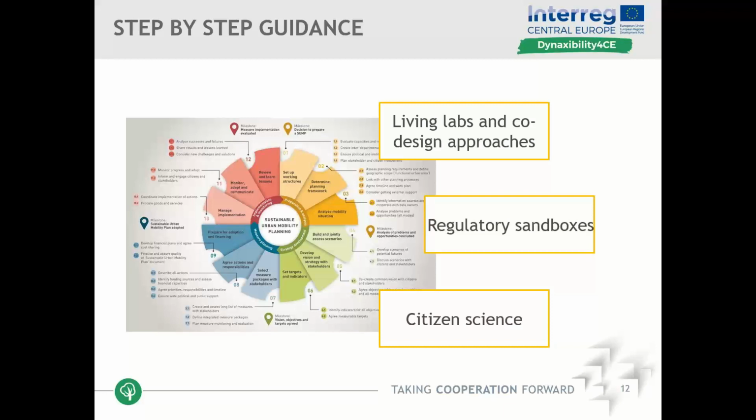So what you will find in our guideline is specific step-by-step guidance which follows, more or less, the main steps of the SAMP cycle, and provides you with suggestions on how to implement living labs, how to use regulatory sandboxes, and how to rely on citizen science initiatives to plan innovations in the field of MaaS, CCAM, and UBA, as stated by our project.